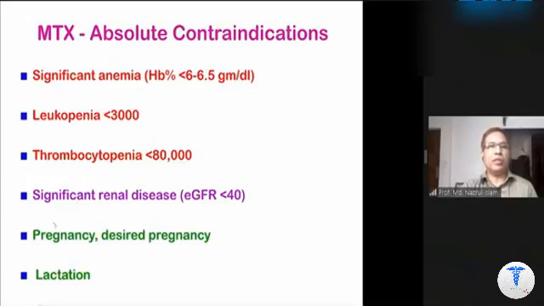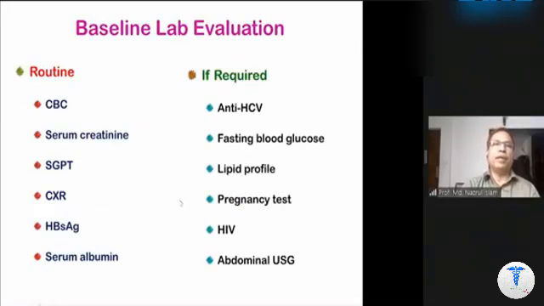Leukopenia less than 3,000. Thrombocytopenia less than 80,000. Liver disease is very important. We need to take care with methotrexate users nowadays. We need to take care about the eGFR if it is less than 40. Pregnancy, desire for pregnancy, and lactation are the other absolute contraindications of methotrexate use.